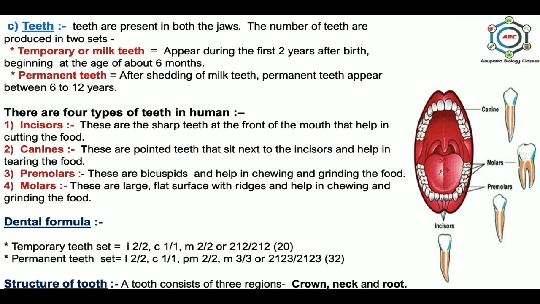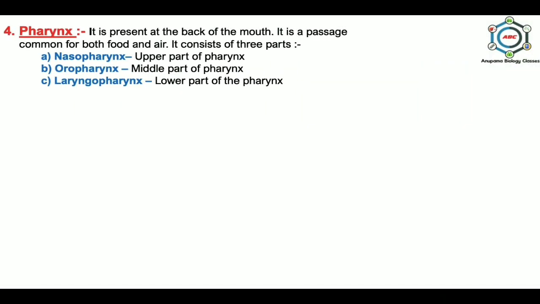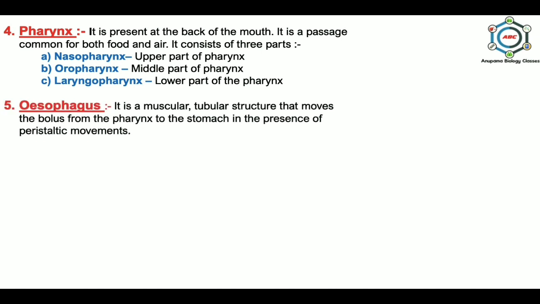Now, the buccal cavity opens into the pharynx. Pharynx is the back of the mouth and it is the passage common for both food and air. It consists of three parts: nasopharynx, oropharynx, and laryngopharynx. Then pharynx opens into the esophagus.